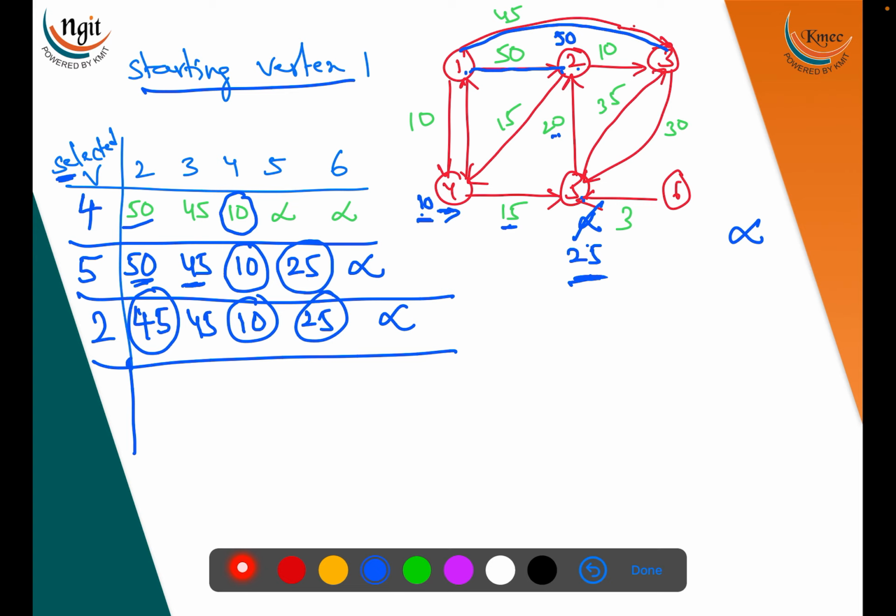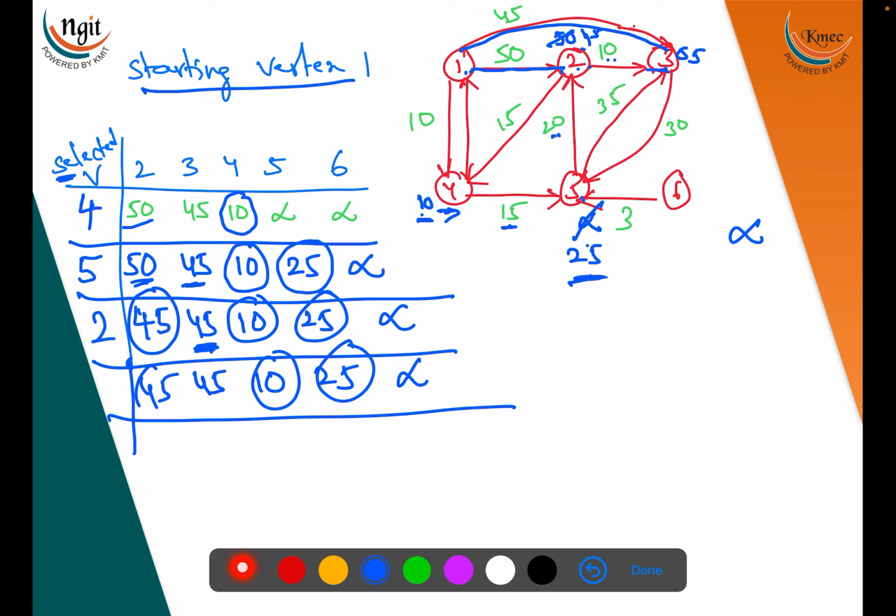When you are at the 2nd vertex, what are the paths you have? The 3rd. So at the 2nd it is 45, correct? Now to travel to the 3rd from the 2nd vertex, 45 plus 10 becomes 55, correct? Already the 3rd has 45. If you travel 45 plus 10, it becomes 55, so 45 is the shortest path. So consider 45 directly again: 10, 25, infinite. Now these 10, 25, 45 are completed.